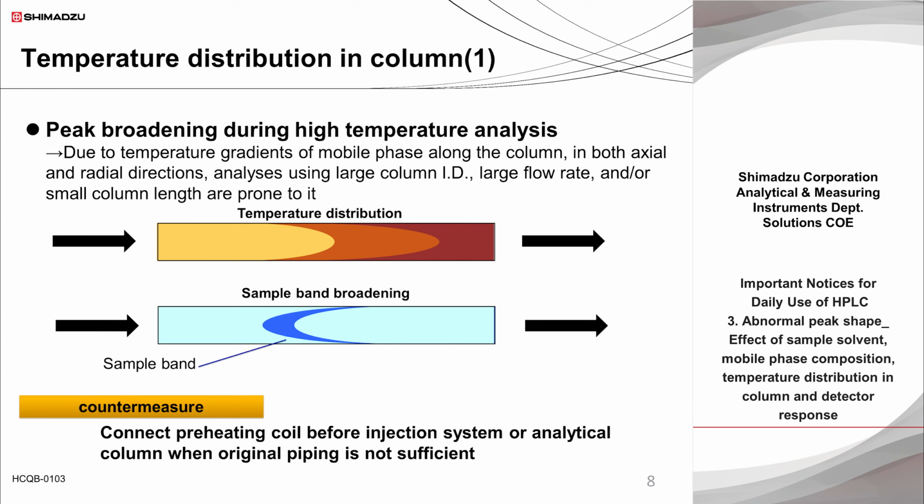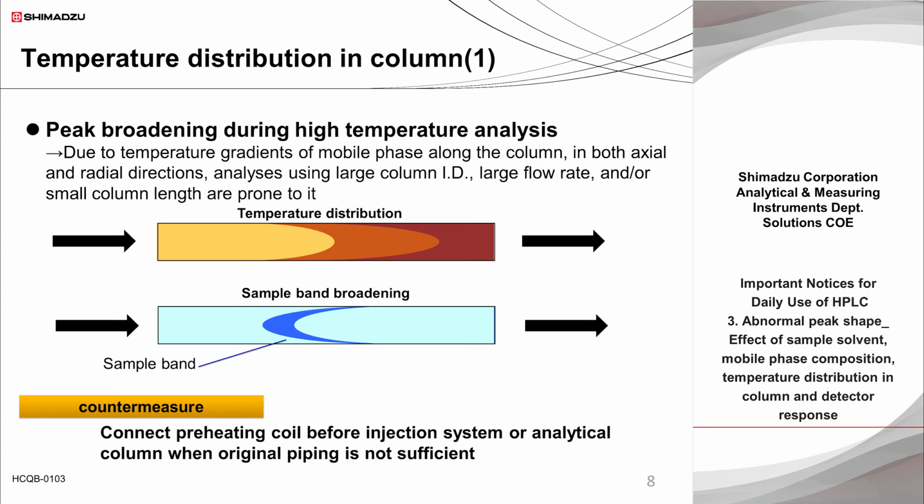HPLC columns are usually stored in an oven. The typical oven temperature is 40 degrees Celsius. If the room temperature is 25 degrees Celsius, there is a temperature difference of 15 degrees Celsius. If the room temperature and the temperature of the mobile phase in the mobile phase bottle are equal, the temperature of the mobile phase before entering the oven is 25 degrees Celsius, so the column temperature near the inlet is lower than that near the outlet, resulting in an uneven temperature distribution along the column axis.